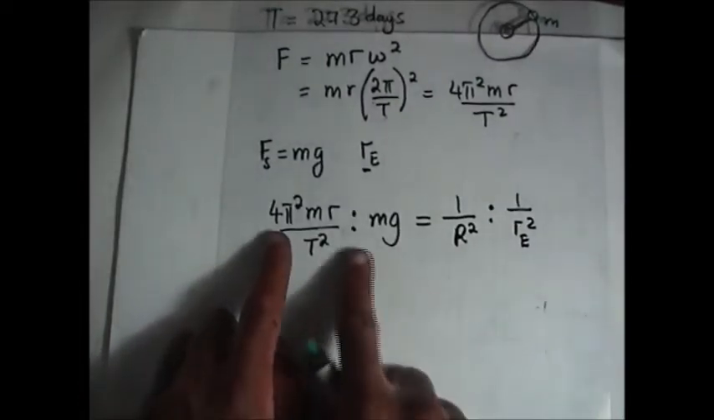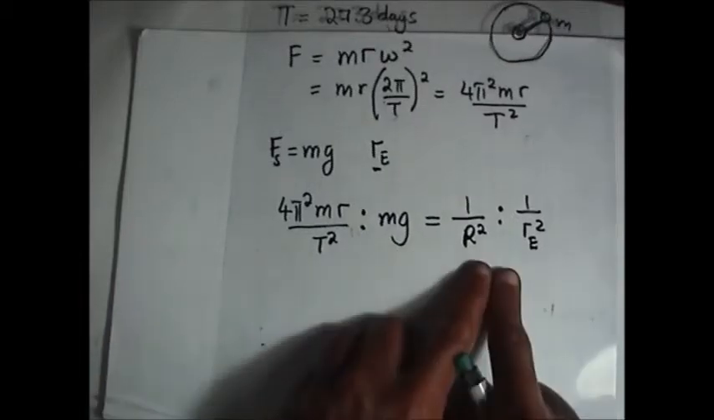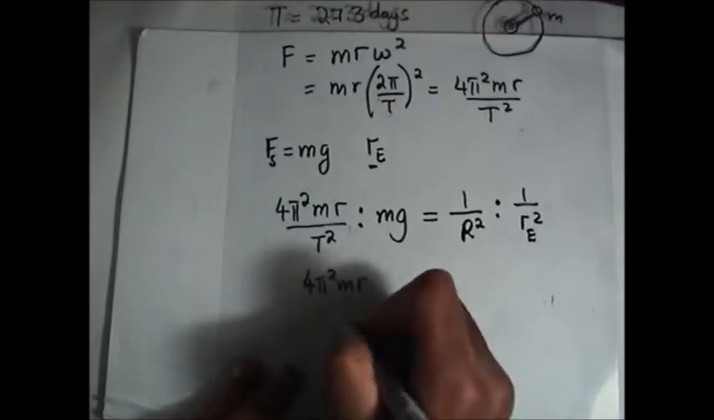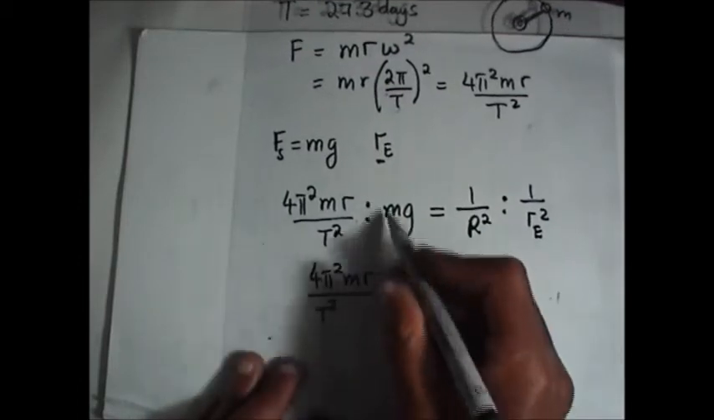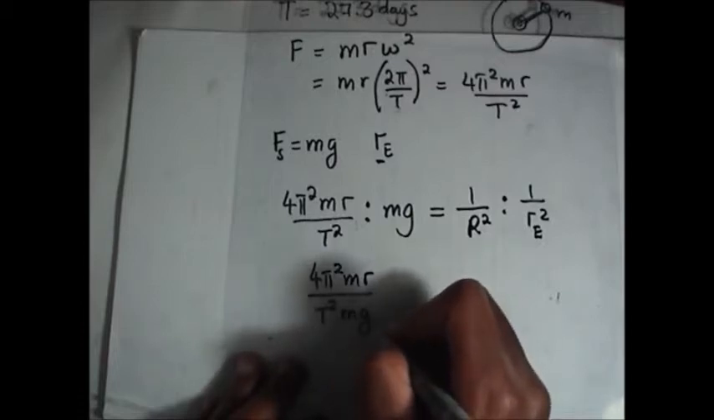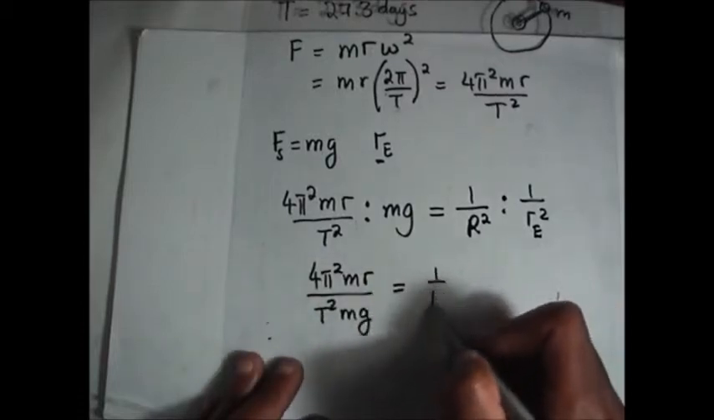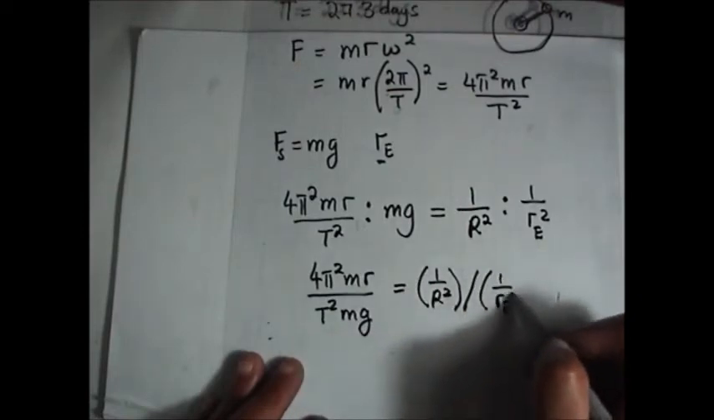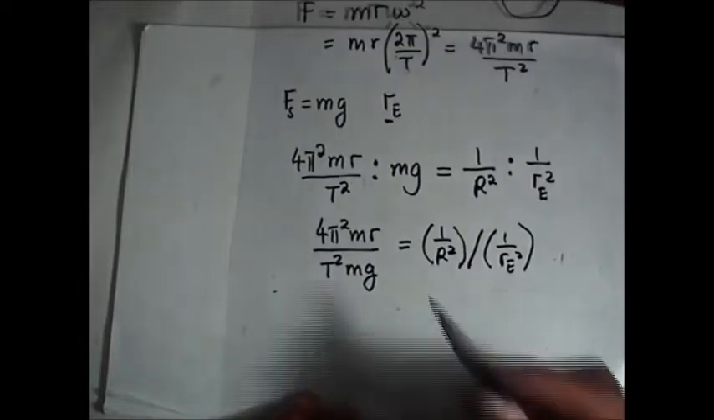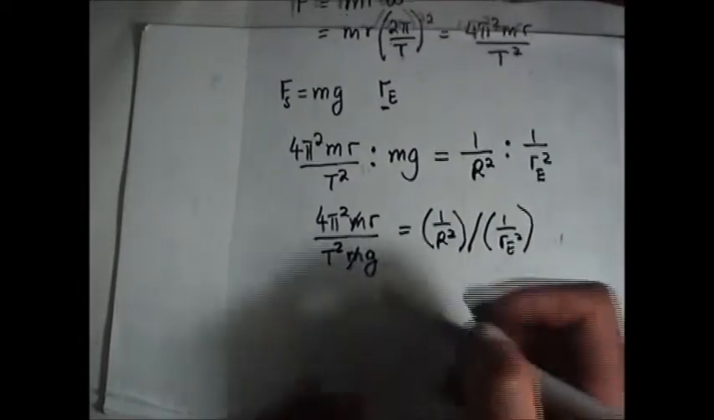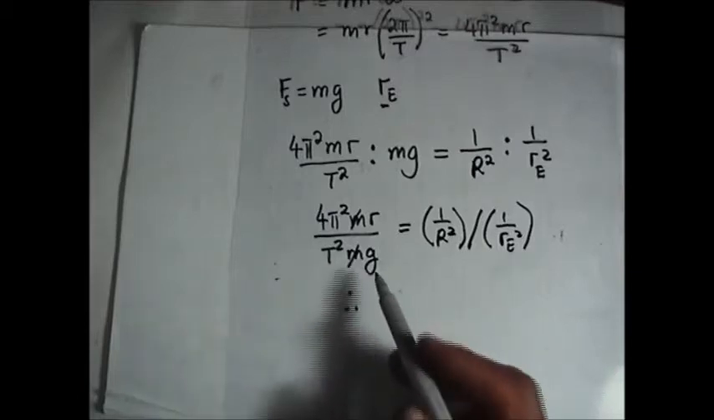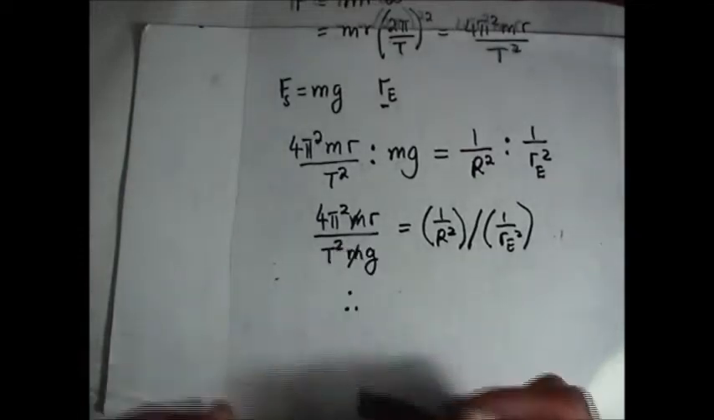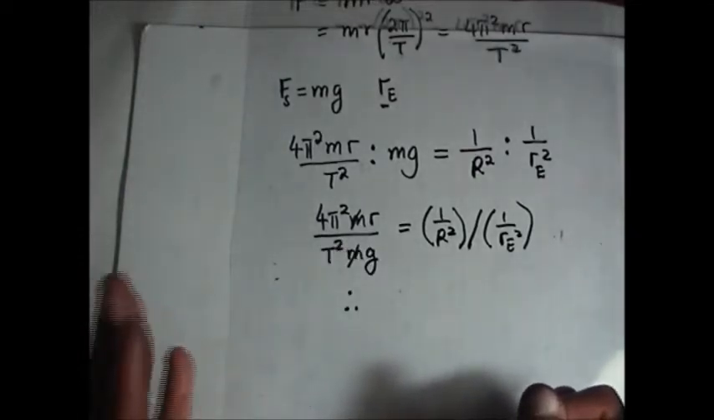Then he divided the forces, and when he divided the forces, he also divided the radii. So this one is going to be 4 pi squared mr over t squared, divided by mg, which should be equal to 1 over r squared divided by 1 over re squared. This one will cancel, this one will cancel, and then he made g the subject of the formula, because the g was known. This small g was the acceleration due to gravity, known at that time.